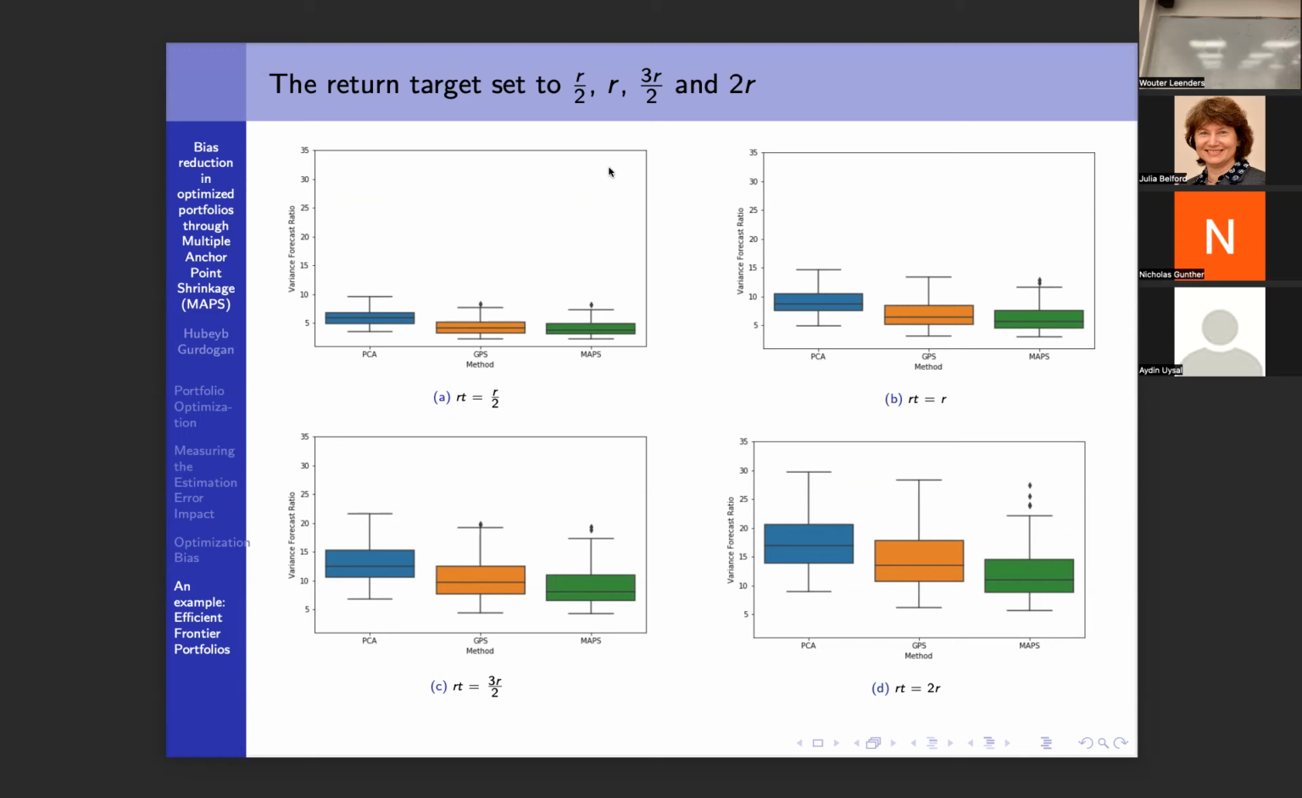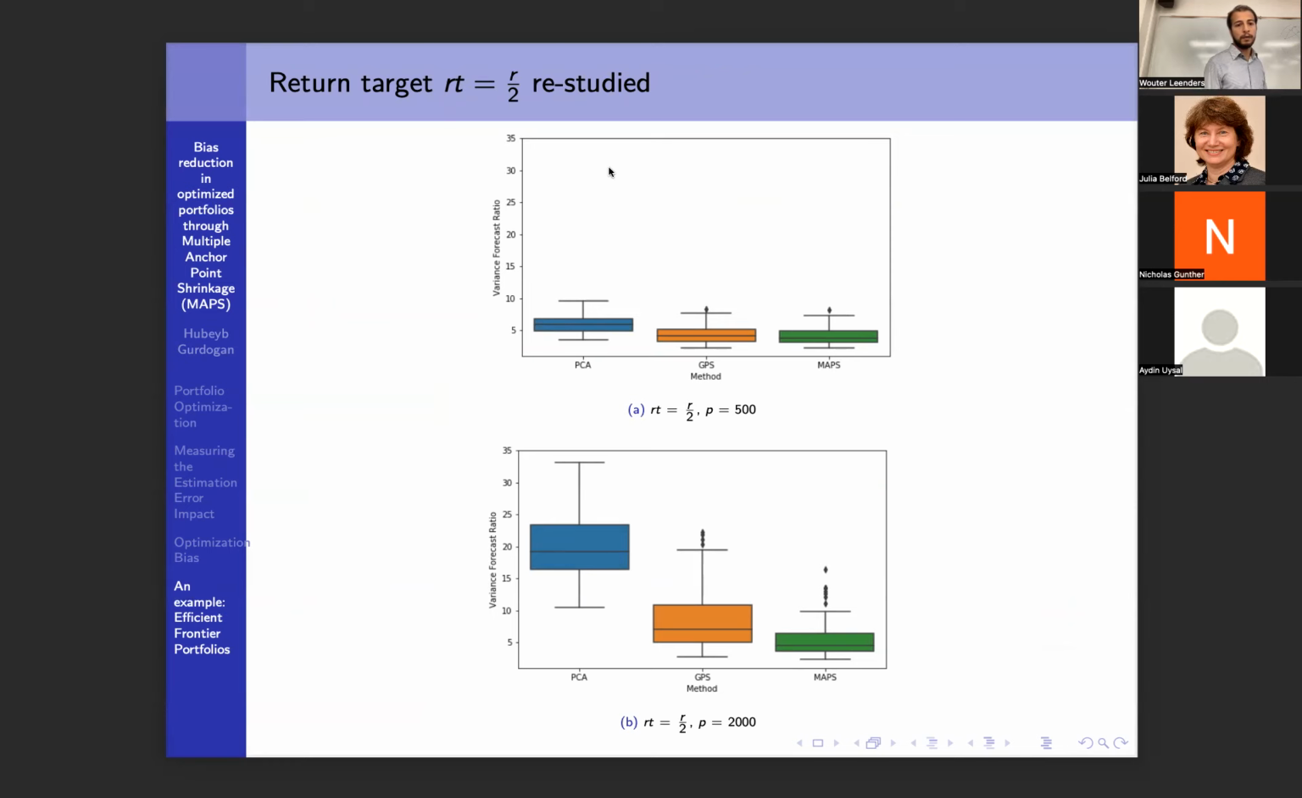And so if you look at R equals R over 2, this is the poorest performance of MAPS compared to the others, I think. It's very close to the GPS. I'll take another slide and look at what will happen if I just grow P a little bit more. We'll see this difference.